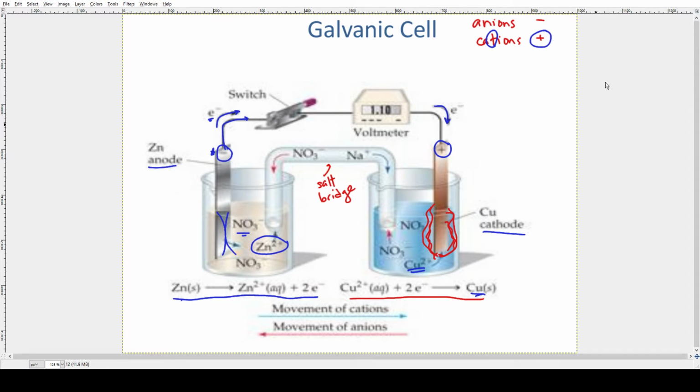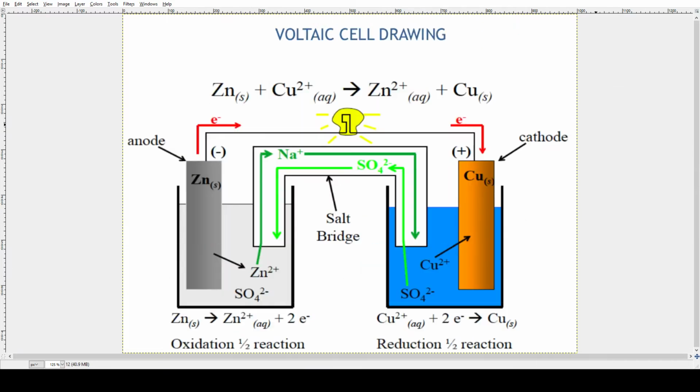Now that we have a basic overview of a galvanic or voltaic cell, let's look at this drawing. This could be something that you might have to do, so be able to draw these. In fact, our video is going to culminate with you drawing one of these. I'm going to pick a color that's not on this slide, since this slide has a lot of colors. Purple. And I'm going to put a star next to everything that you need to be able to label.